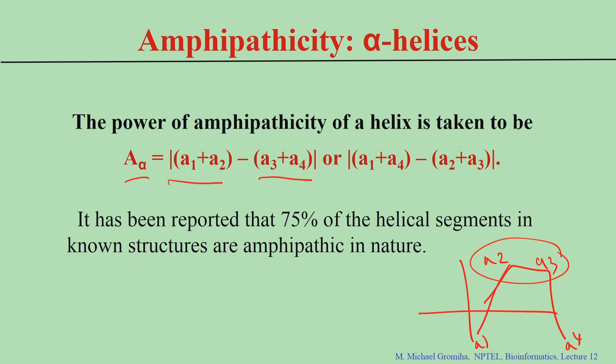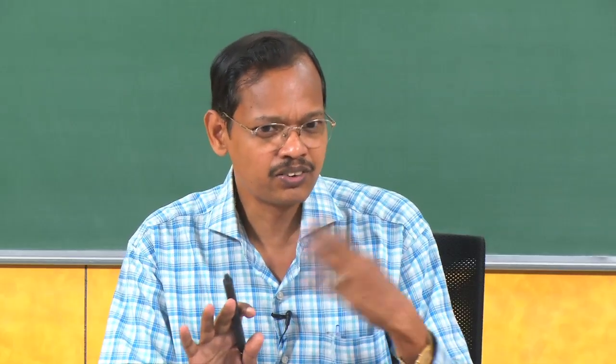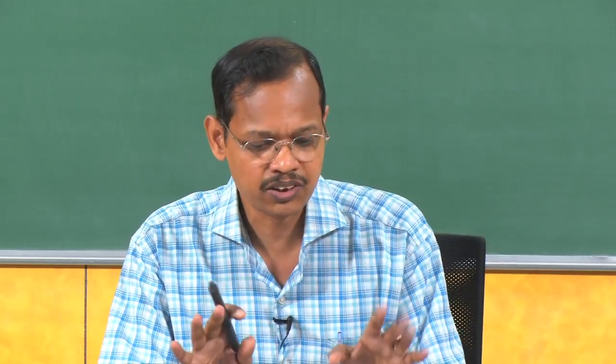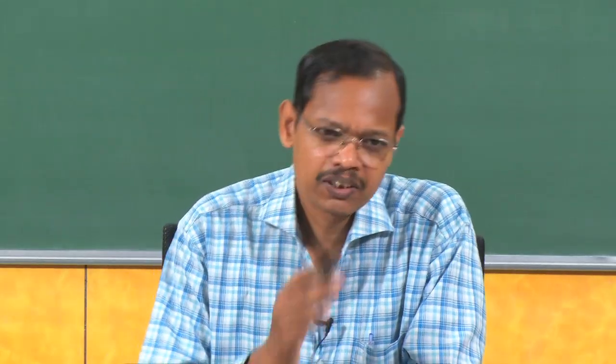So, from this one you can see whether they are ambipathic or not. If you look into the literature, about 70 to 75% of the helical segments of known structures are ambipathic in nature. In this case, if you use this type of profiles, you are able to predict to some level of accuracy, at least 65 to 70% accuracy, in any sequence. These were alpha helices. How about in the case of beta sheets?